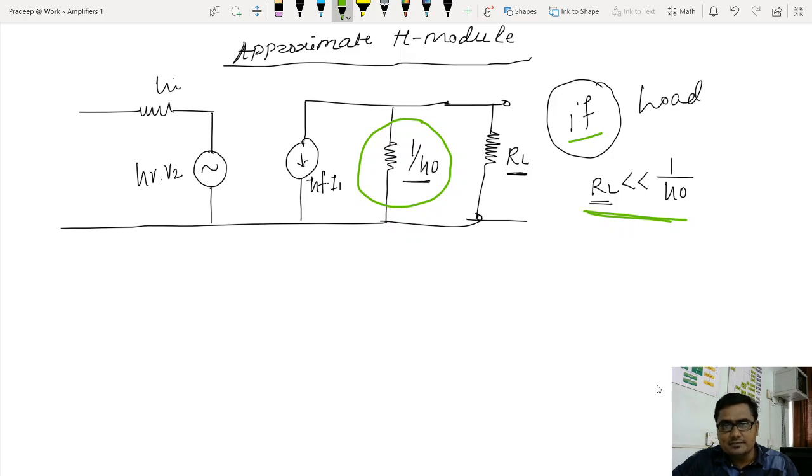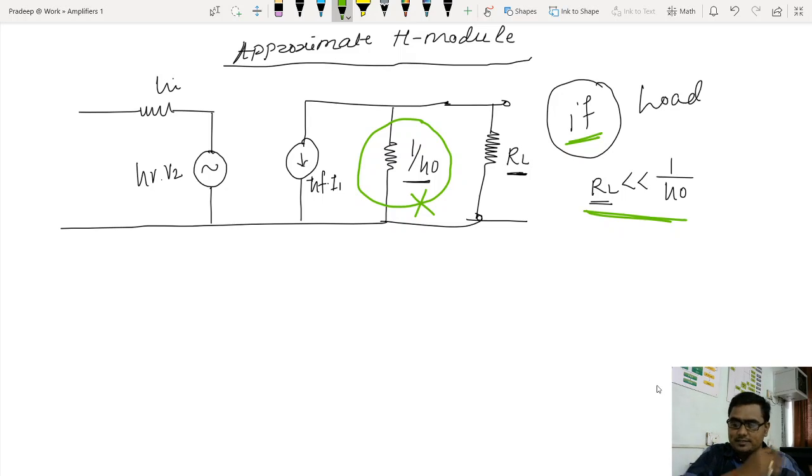So that's why I said "if" is very important. If RL is very much less than 1 divided by HO, then this 1 divided by HO has to be neglected. वो रहेगा ही नहीं क्योंकि उसका value बहुत ज़्यादा है. A large value of resistance is in parallel with a small value of resistance. The equivalent is always a small value of resistance. So बचेगा क्या? Only RL. Is it? So this is about the output part.